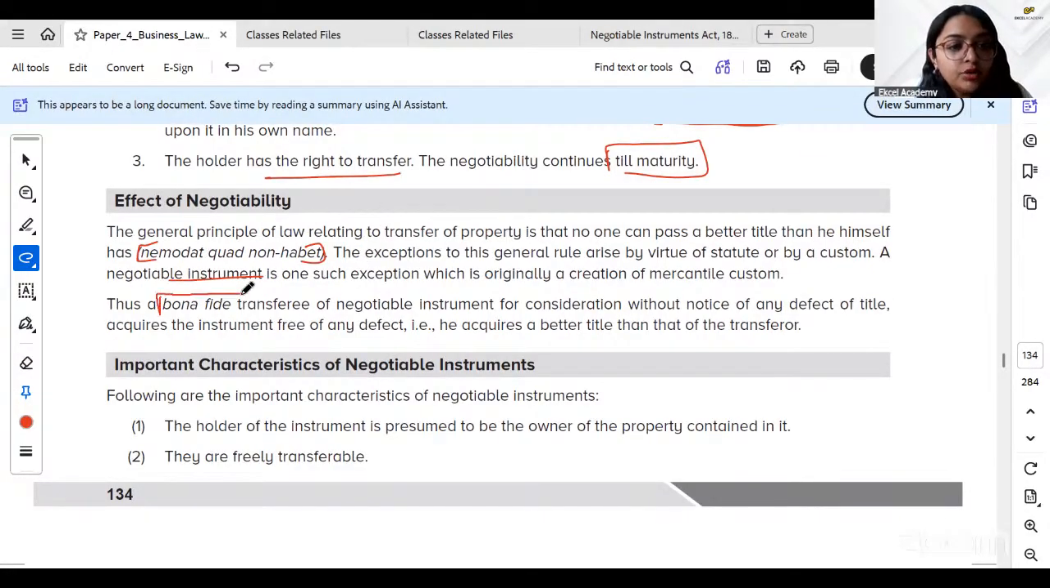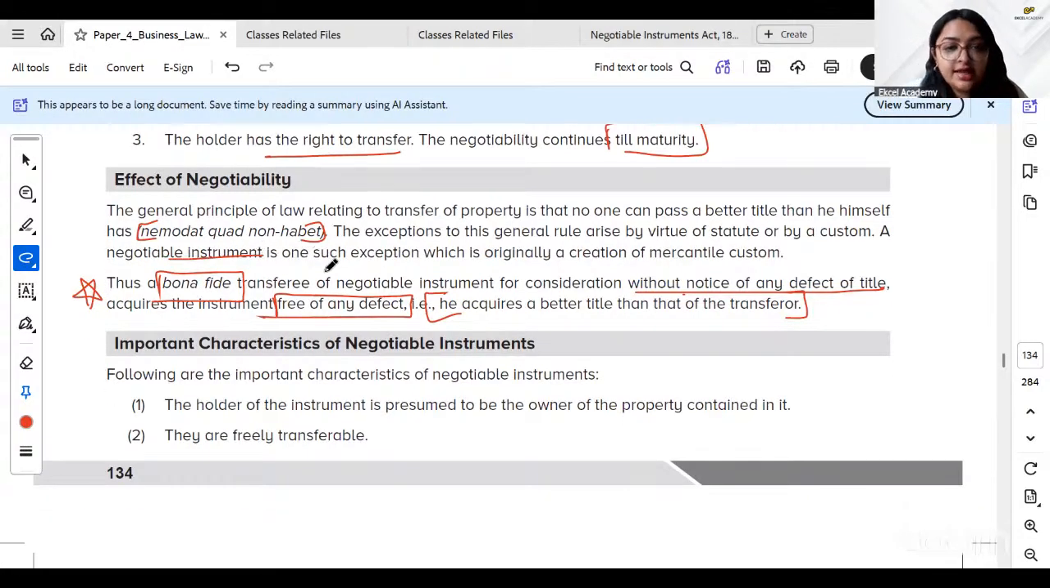That is, a bona fide transferee without notice of any defect in title acquires the instrument free of defect. That is, he acquires a title better than that of the transferor. Why are we not saying the same title? We are saying a better title because the transferor did not have the title, but you are getting the title. A very, very important concept for you to remember.